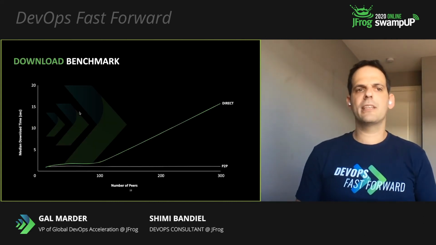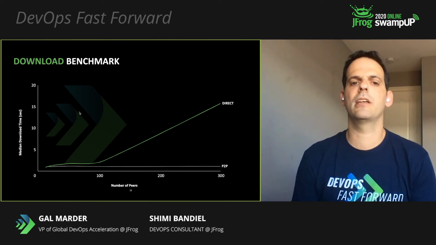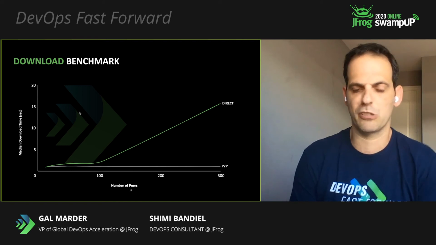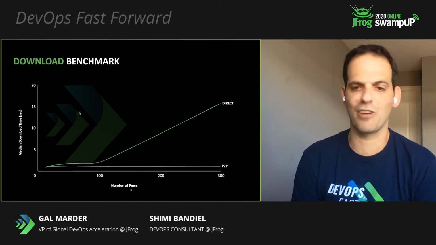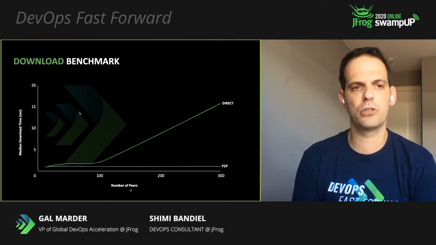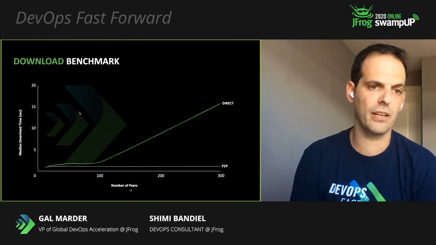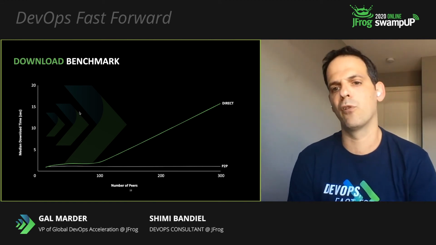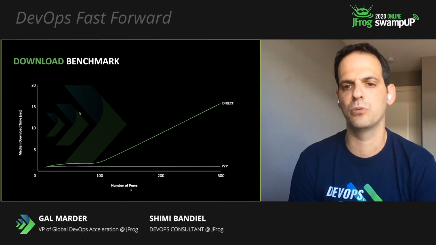So what we see here is an actual download benchmark that we've done. What you see on the x-axis is the number of peers, or in other words, the number of nodes, runtime environments that are fetching the artifacts. And what you see on the y-axis is time, the median download time for this amount of artifacts that we try to download.